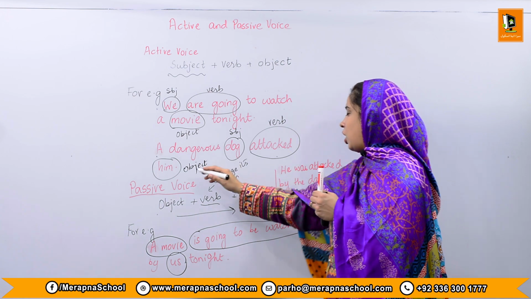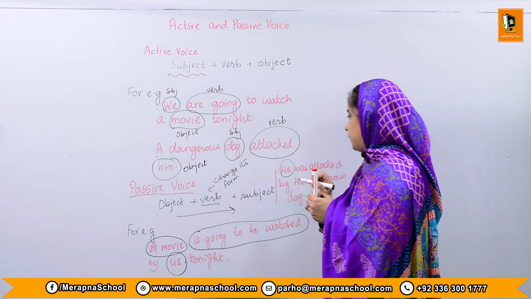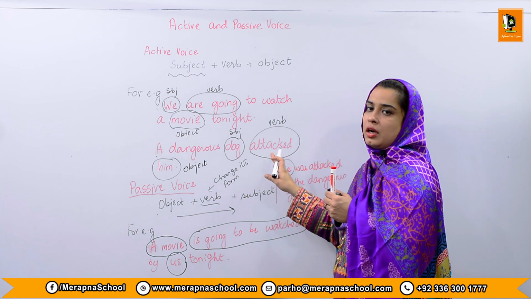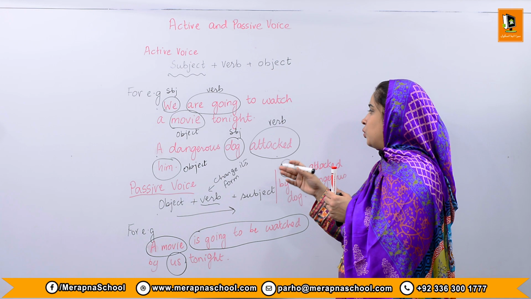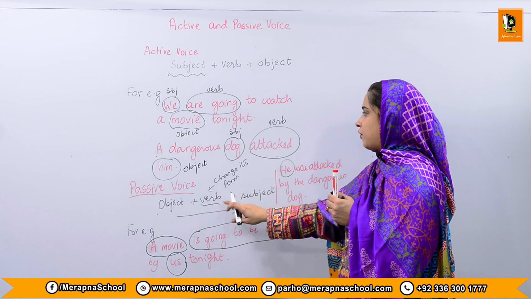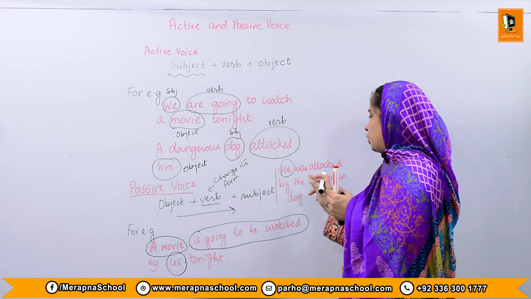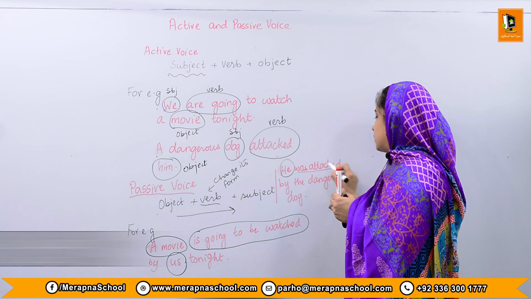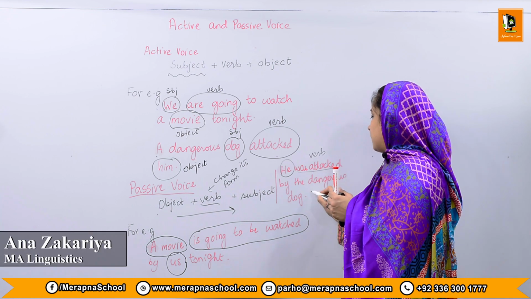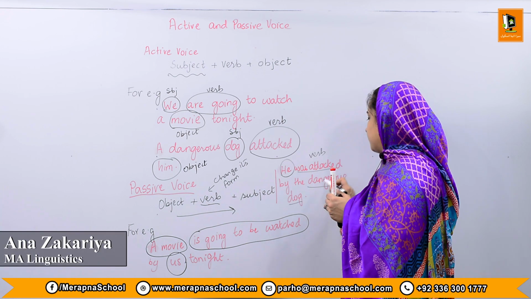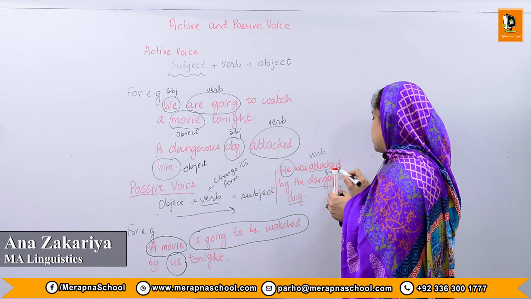So now your object has taken the first place. Then there's a change of tense, as I told you that your verb is going to change its form. This was in past tense, so we are going to use was attacked here. So this is the verb, and then comes your subject, that is the dangerous dog.